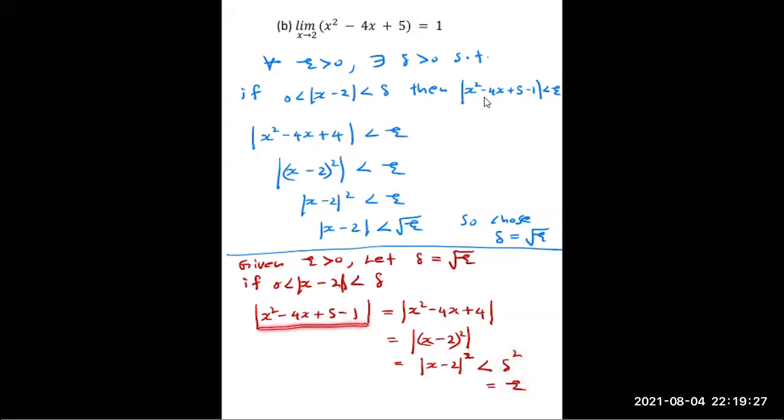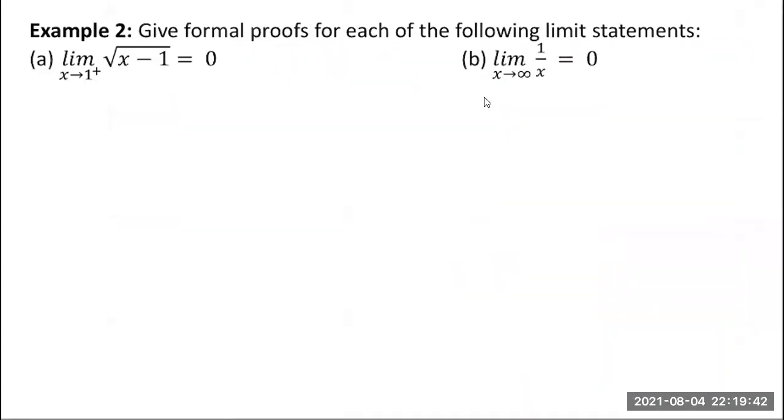I want the absolute value of f of x minus L to be less than epsilon. That's exactly what I have, if this is true. Okay, so that completes the proof. Okay, let's move on. Then we are asked to give the formal definition and formal proofs for each of the following limit statements. Let's work on this.